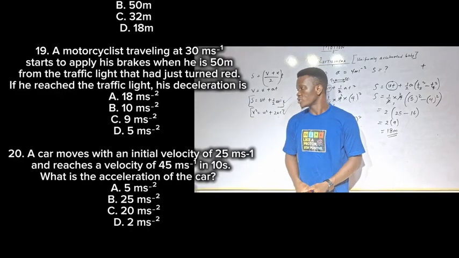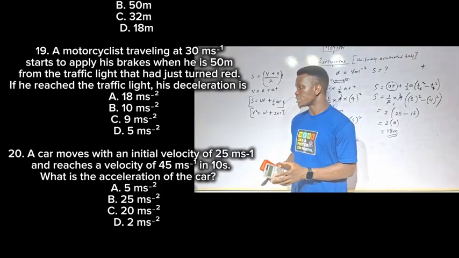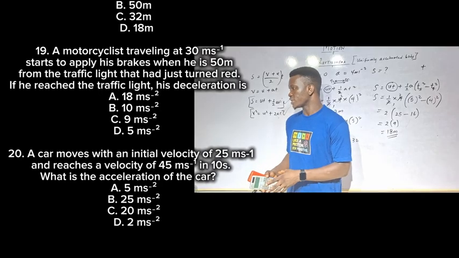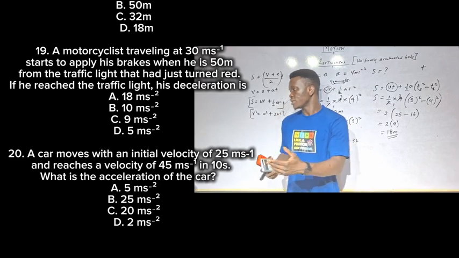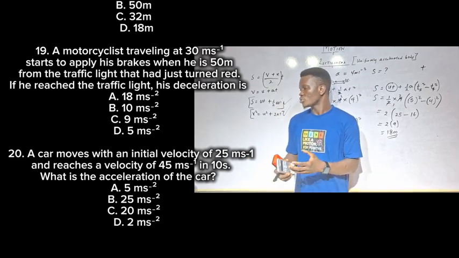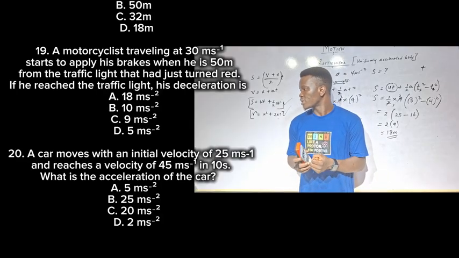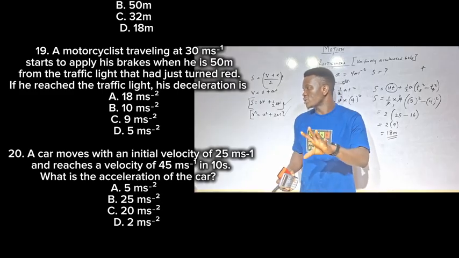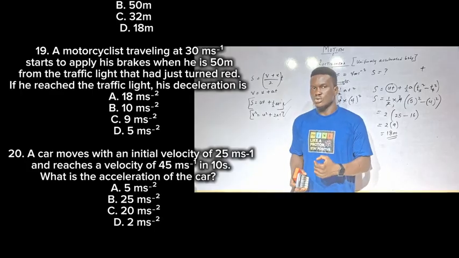So the next question, number 19. A motorcyclist traveling at 30 meters per second starts to apply his brake when he is 50 meters from the traffic lights that are just turning red. If he reaches the traffic lights, his deceleration is. So the motorcyclist was moving at 30 meters per second. Then he saw a traffic light. Then he started applying his brake. Then he's going to stop.